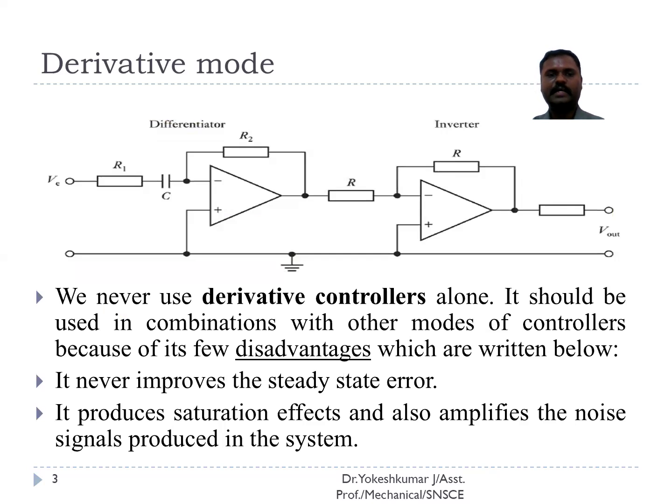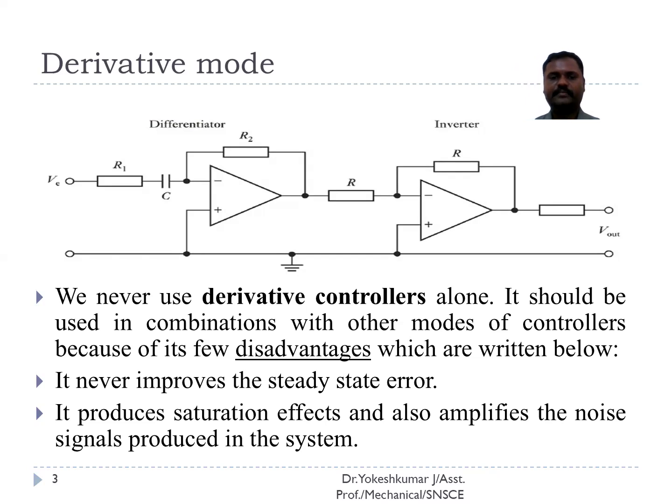So this is the derivative mode circuit diagram. We have voltage terminals, and the signal is sent to the resistor, and we have a capacitor circuit. The differentiator circuit differentiates the error signal with respect to time, followed by the inverter, and it produces the output signal.